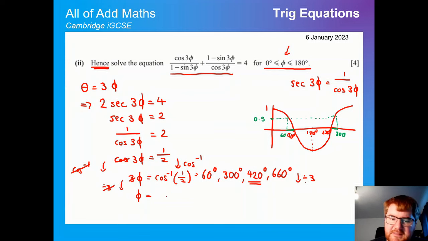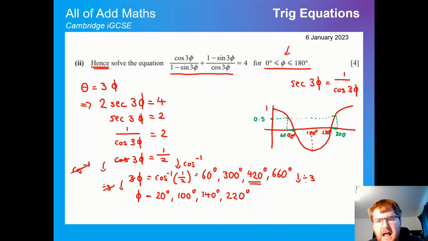If we divide each of these by 3, we get 20 degrees, 100 degrees. Divide this by 3, we're going to get 140 degrees. And divide the last one by 3, get 220 degrees. However, look at our domain. We want the answers between 0 and 180. So we don't actually need to include this last answer.